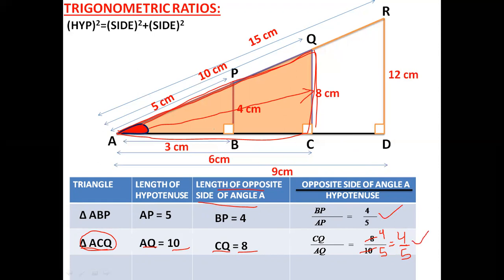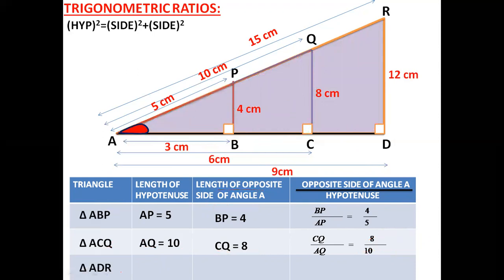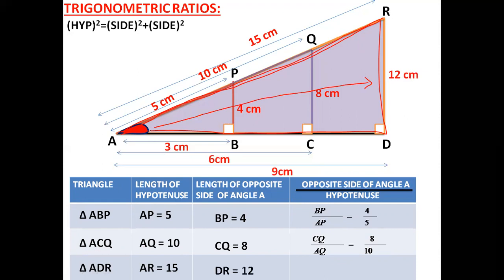Now you take another right angle triangle, that is triangle ADR. That is this whole triangle, triangle A, D, R. In this right angle triangle, what is the hypotenuse? AR. So the length of hypotenuse AR is equal to 15 centimeters. And what is the length of the opposite side of angle A in right angle triangle ADR? DR is the opposite side to the angle A. So DR is equal to 12 centimeters.